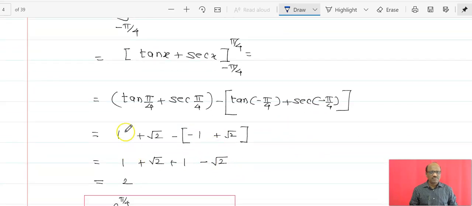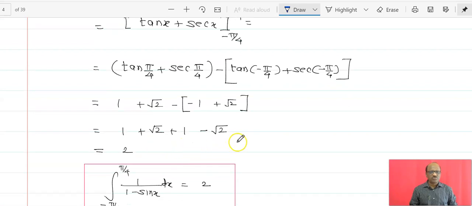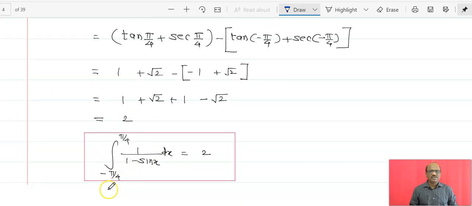Open the bracket, then you will get 1 plus root 2. Minus minus will become plus. Therefore, here is a plus 1 and a minus root 2. Plus root 2 minus root 2 get cancelled, and you will get 1 plus 1, and that is equal to 2. And hence the integral from minus pi/4 to plus pi/4 of 1 upon 1 minus sin x dx is equal to 2.